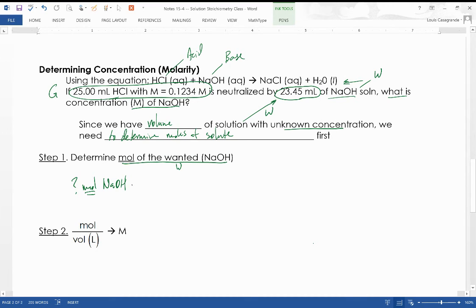The moles of the sodium hydroxide, we're going to start with the volume, 25 milliliters of the hydrochloric acid solution. We have the molarity, 0.1234 moles of HCl over 1,000 milliliters of HCl. So we cancel out the milliliters. Again, this is going to leave us with moles of HCl.